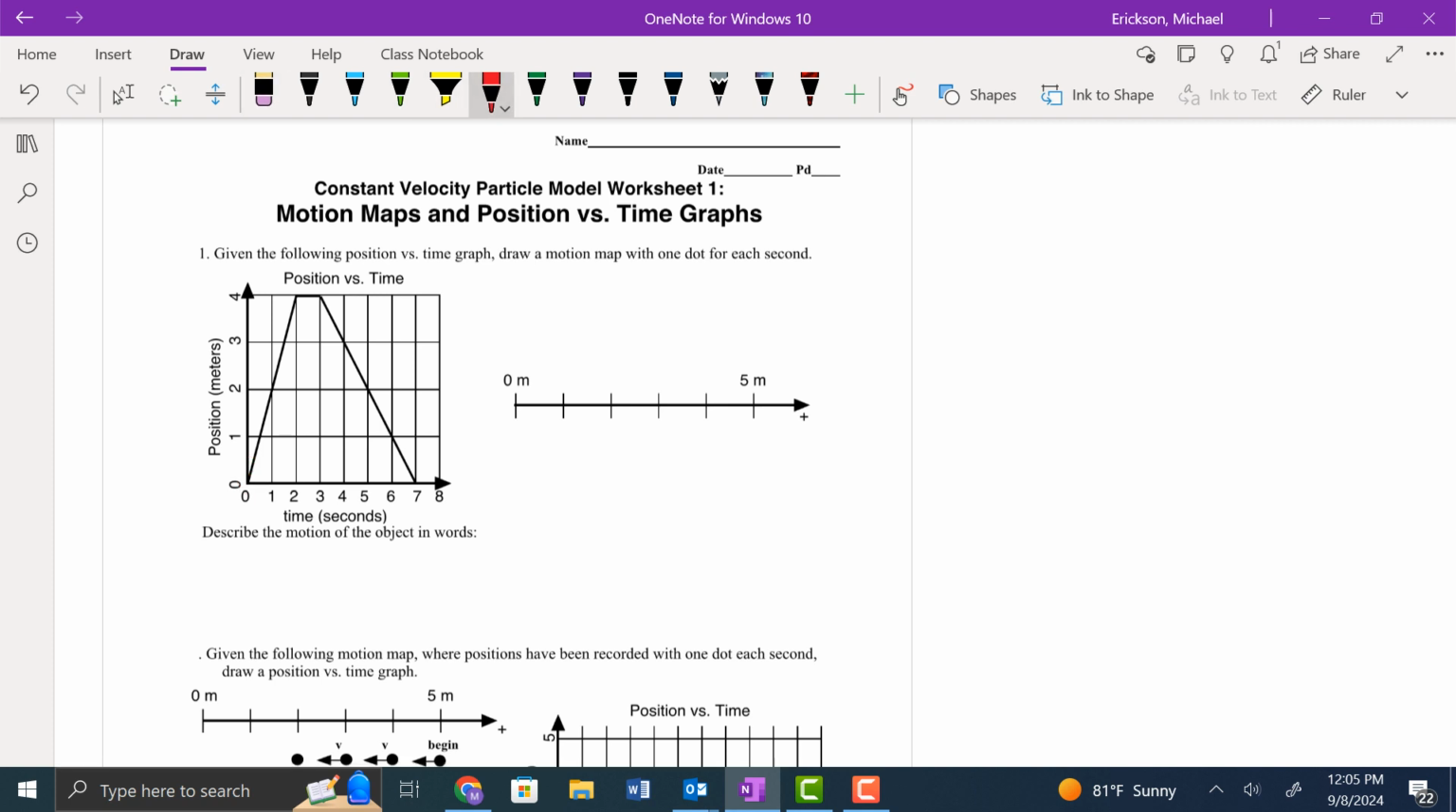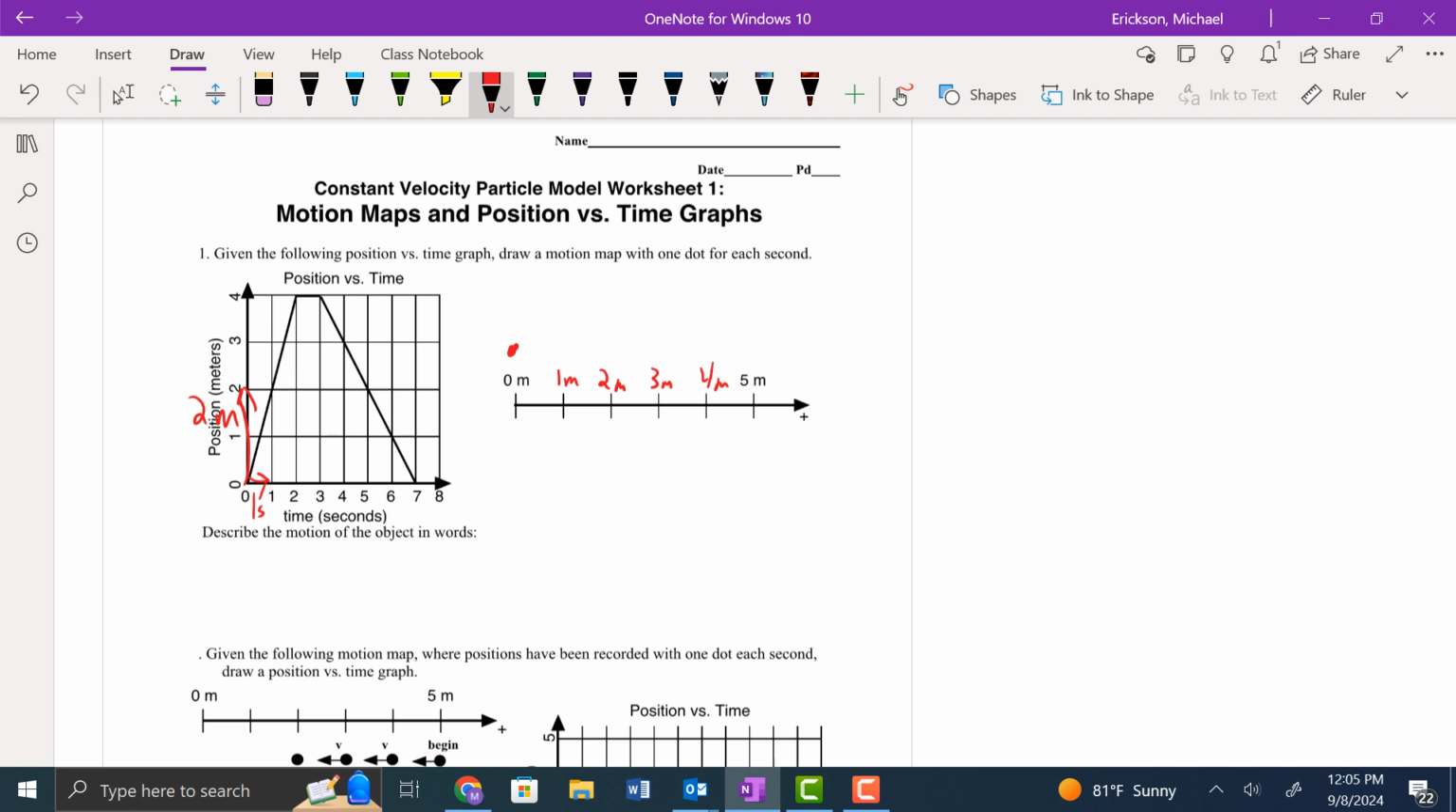So I'm going to draw a dot at 0 meters because that's where it starts. And I'm going to see just how far it's going in 1 second. So for 1 second, I travel up 2 meters. They actually put 5 meters here, which means every hash mark is a meter. It might be good to clarify that.